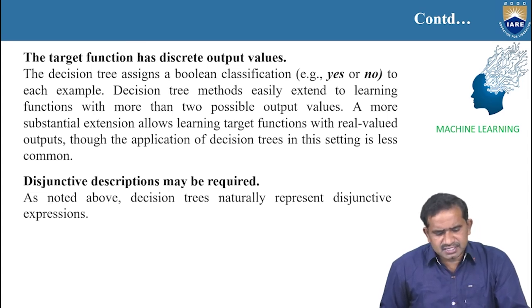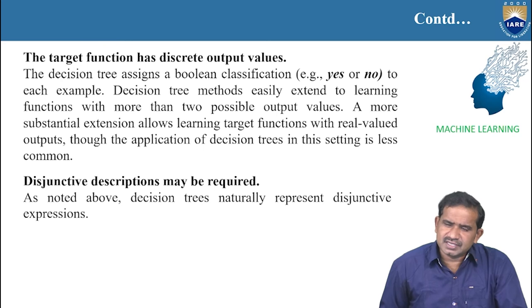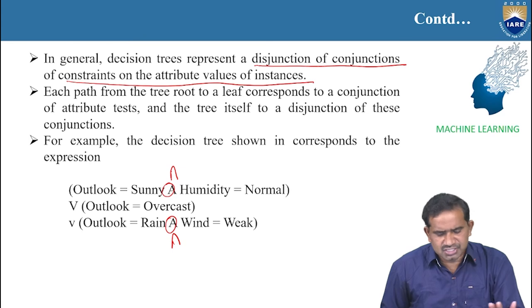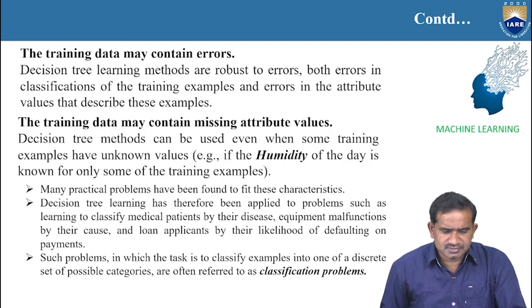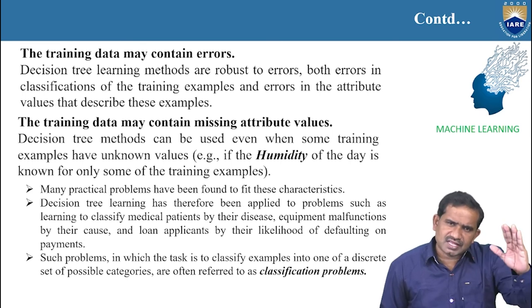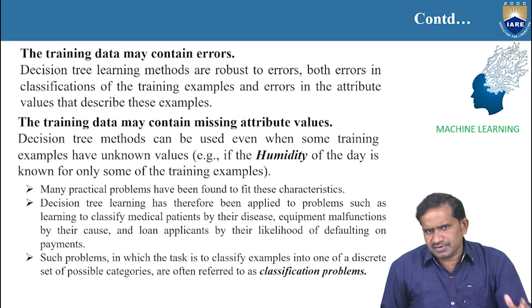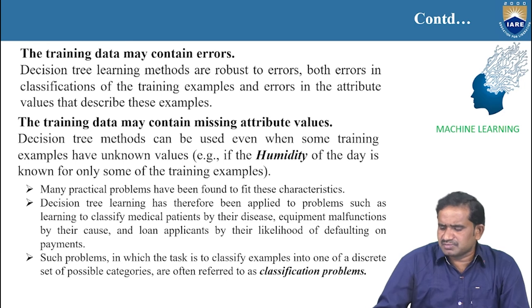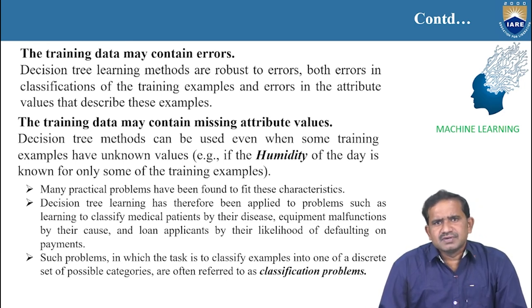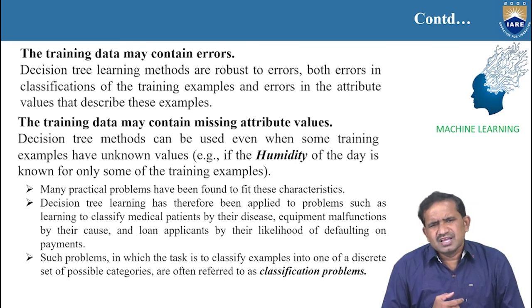Third, disjunctive descriptions may be required, especially in decision tree learning representation, as shown here. Fourth, the training data may contain errors. Whenever we discuss training data sets, we record all types of data, so some errors are possible. The decision may be based on various things, but because we collect a large amount of data, there may be some errors.